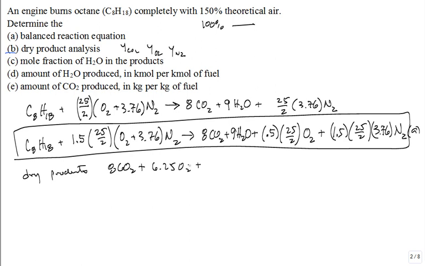70.5 N2s. At some point, it's nice to work with these multipliers, and at some points just put the number in, and put 70.5. And so when we add it up, we have a total number of products. So 70.5 plus 6.25 plus 8 gives us 84.75. So the mole fraction of CO2 is 8 divided by 84.75.